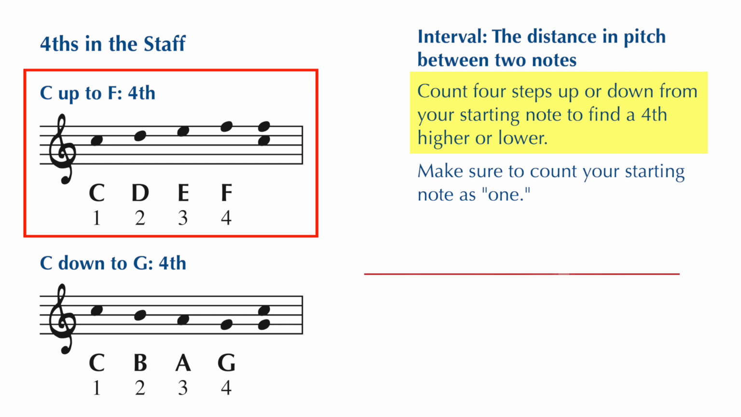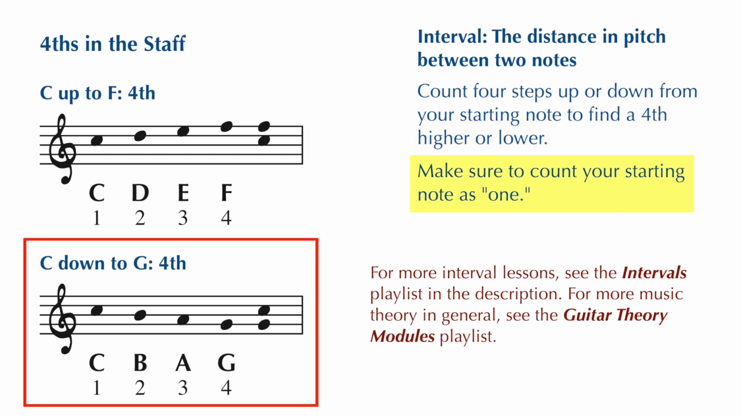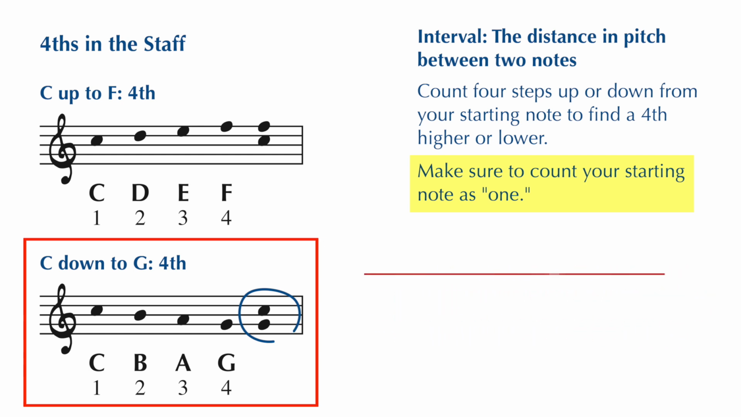In the music staff, a fourth is 4 steps distance. C, D, E, F, 1, 2, 3, 4. C and F are a fourth apart. And you can count down from the higher note. C, B, A, G, 1, 2, 3, 4. C down to G, that's also a fourth.